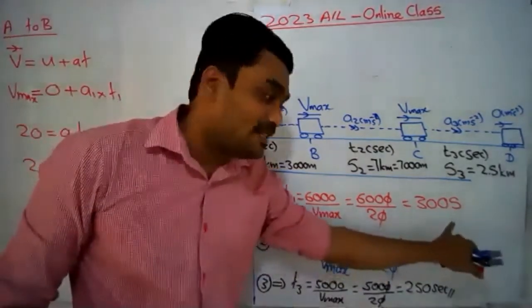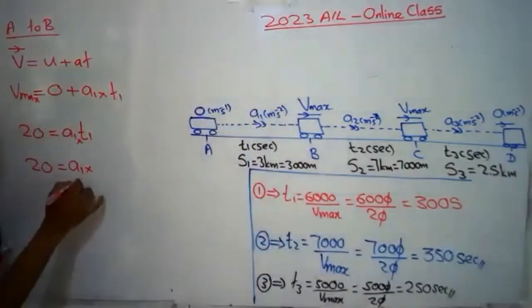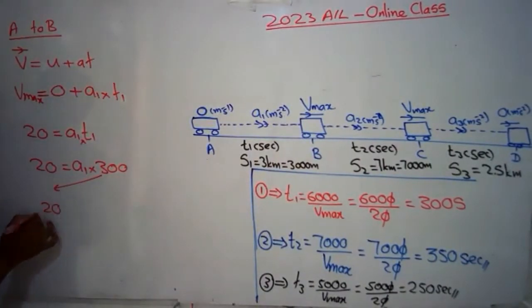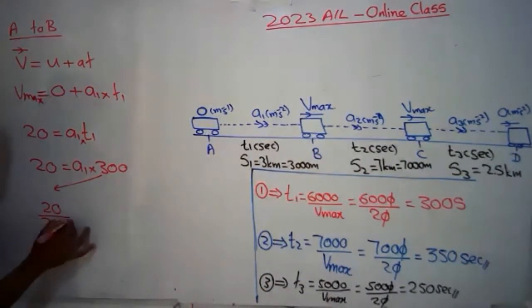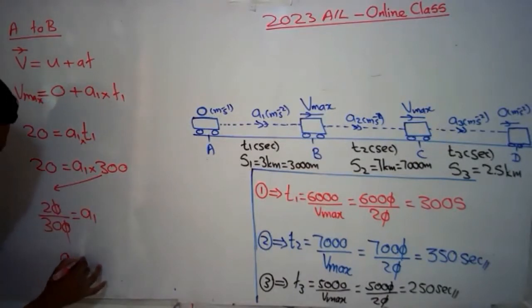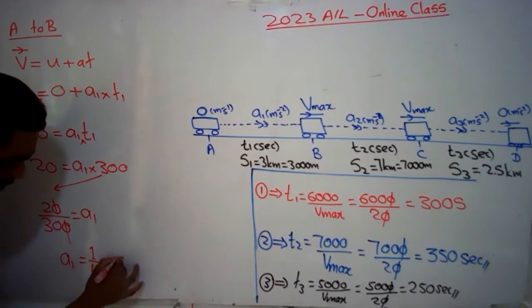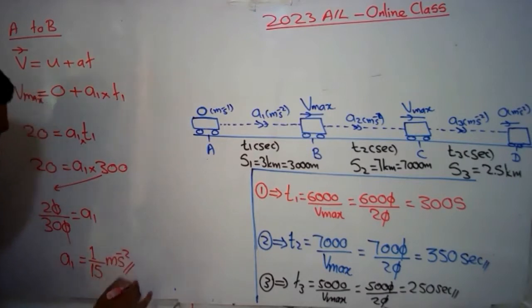T1 is found as 300 seconds. Take 300 to this side. 20 divided by 300 equals A1. 0, 0 cancelled out. A1 equals 2 divided by 30, which is 1 over 15. So A1 is 1/15 meter per square seconds.